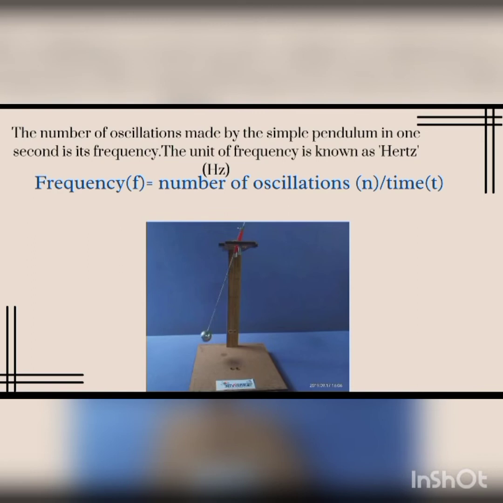The number of oscillations made by the simple pendulum in 1 second is its frequency. The unit of frequency is known as hertz. We can calculate the frequency of a simple pendulum by using the equation frequency f is equal to number of oscillations n divided by time t. Now let's see what happens to the frequency if we change the length of the pendulum.